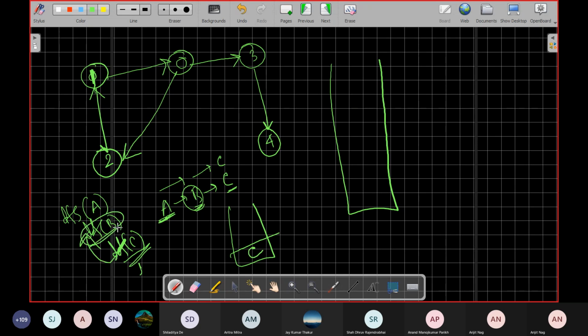And in B there are no other options, so we'll go back to B. We'll put B into the stack, and again we'll go to A, and from A there is no option, so we'll put A. So if you see this kind of ordering, A, B, C, you can see.